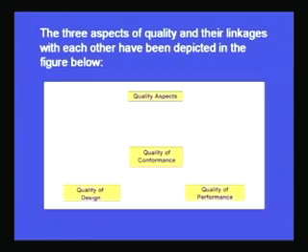The three aspects of quality and their linkages with each other have been depicted in the figure. There are three important quality aspects: quality of conformance, quality of design, and quality of performance. All these three are interrelated. I have repeated twice what is there on the screen.